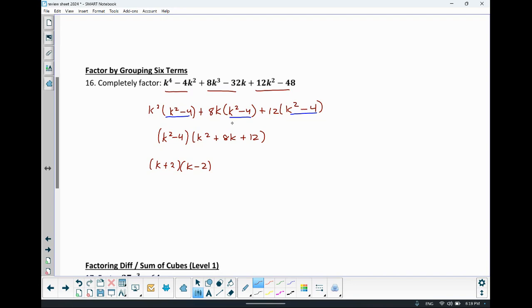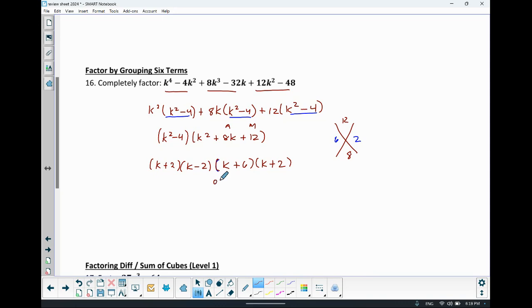Now for my trinomial, I'm looking for two factors that multiply to 12 and add to positive 8. Those factors are both going to be the same sign, so they're both positive, since they have to add to a positive number, so it's going to be 6 and 2. So I can factor this as k plus 6 times k plus 2.